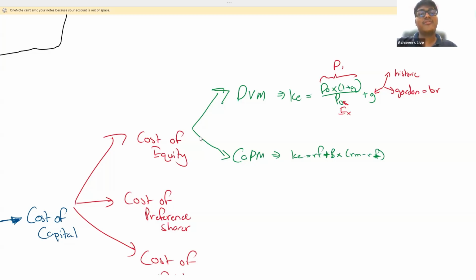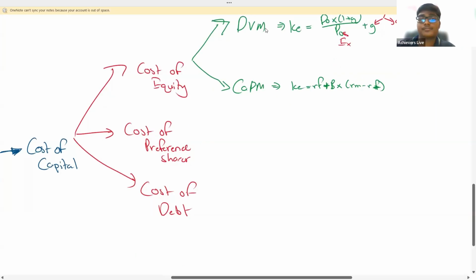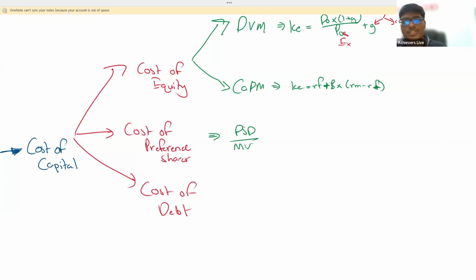Next, cost of preference shares. How do you calculate cost of preference shares? Preference share dividends divided by the market value. Simple as that. Next, cost of debt.